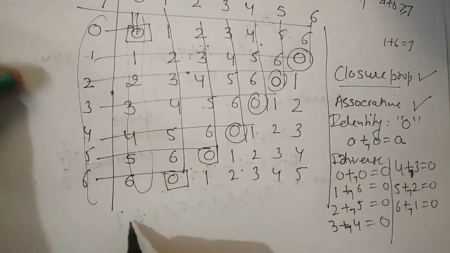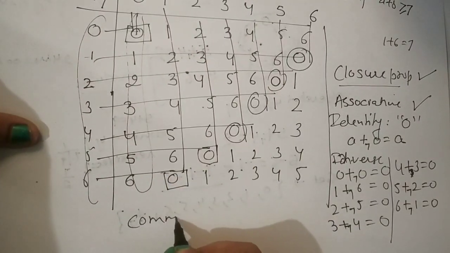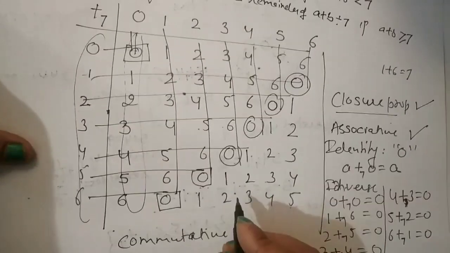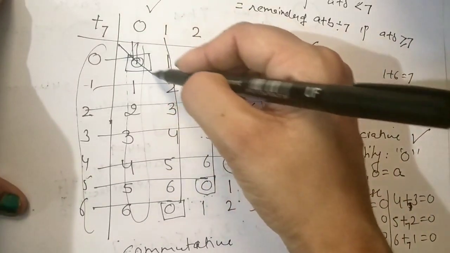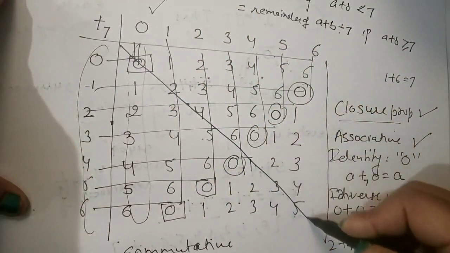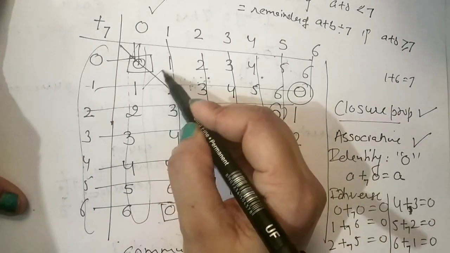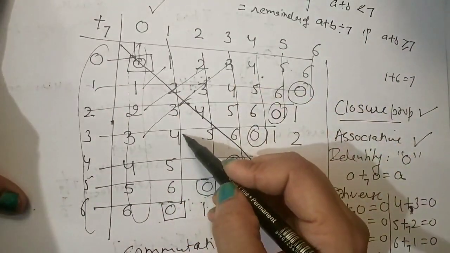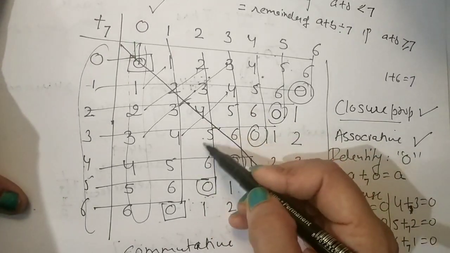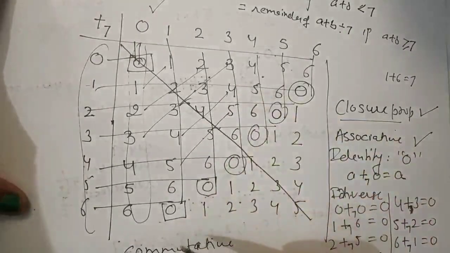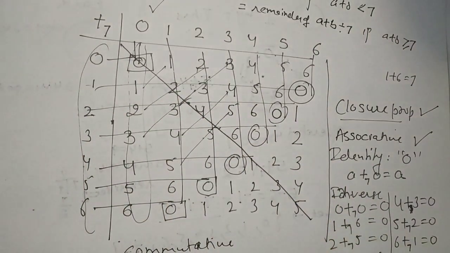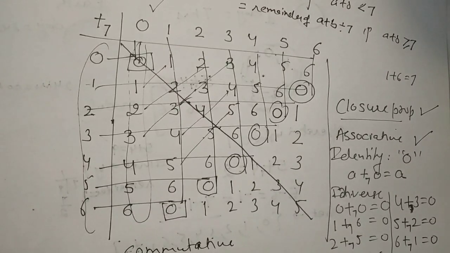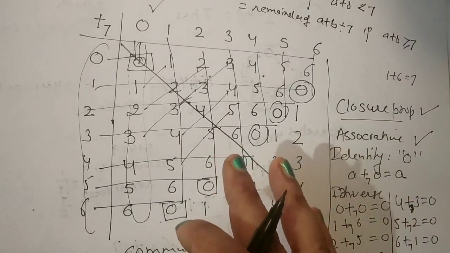Now for commutative, if we have to check whether it is an abelian group or not, what you have to do is draw a line on the diagonal elements. Now entries on both sides of the diagonal are the same, or you can say identical. On both sides of the diagonal entries are identical, or this is a symmetric matrix. You can say entries on both sides of the diagonal are symmetrical. Therefore this set is an abelian group.